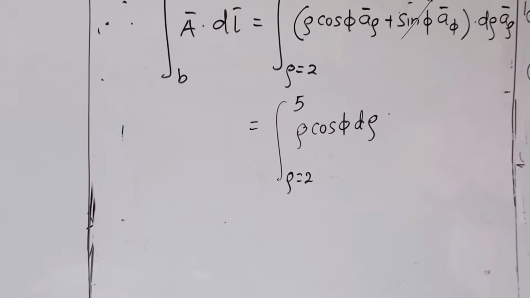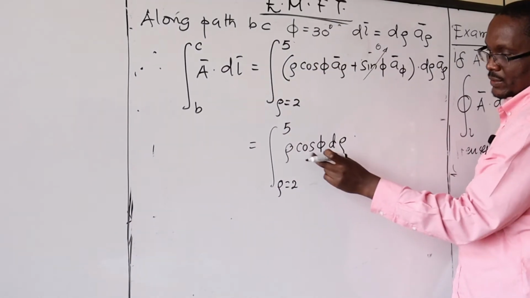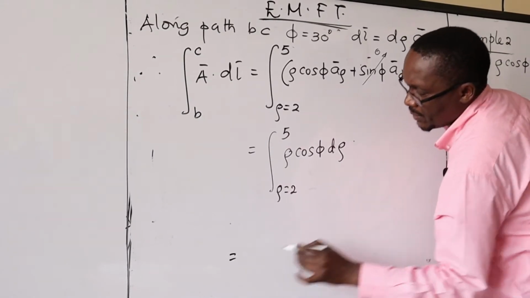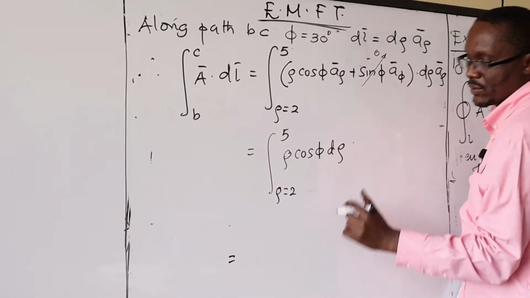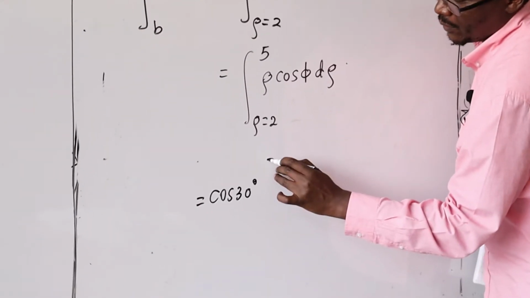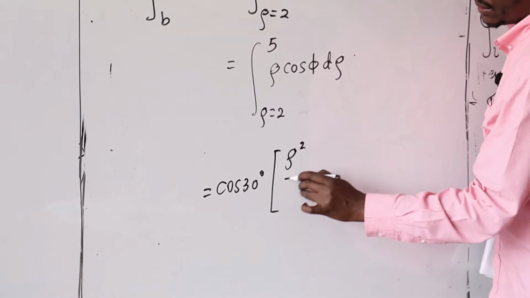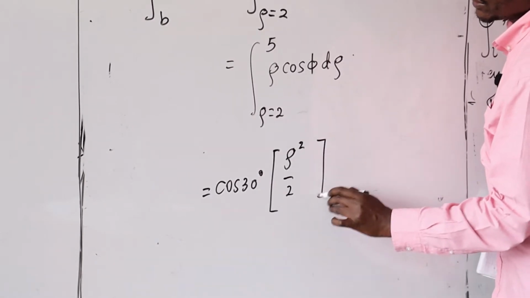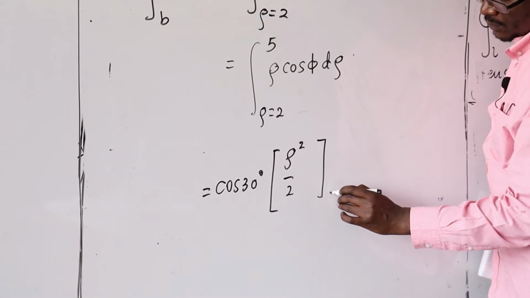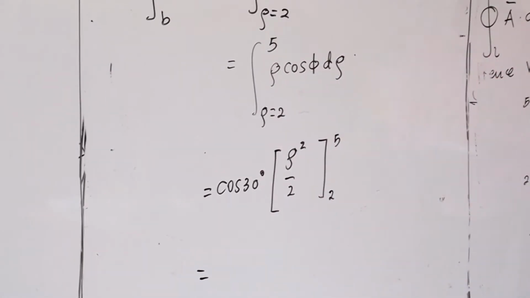Then let us continue. So we know that our angle was constant. It was 30 degrees. So the cosine of phi becomes constant because we are only integrating with respect to rho. So we'll have the cosine of 30 degrees as being constant. If you integrate rho, we'll have rho squared all over 2, limit from 2 to 5.